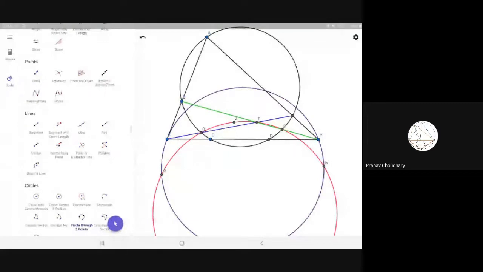Okay, what's special about Z on the red circle? Think of it like that. I don't know how else to think about it. Like CM and DN intersect at a point Z on PQR. That's what you are asked to prove. What are some properties of Z with respect to the red circle?